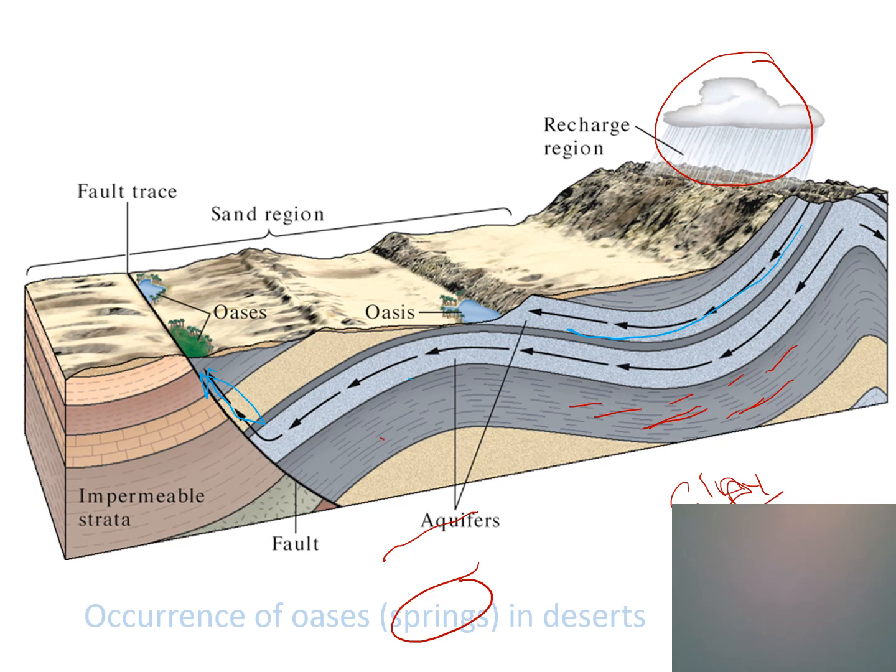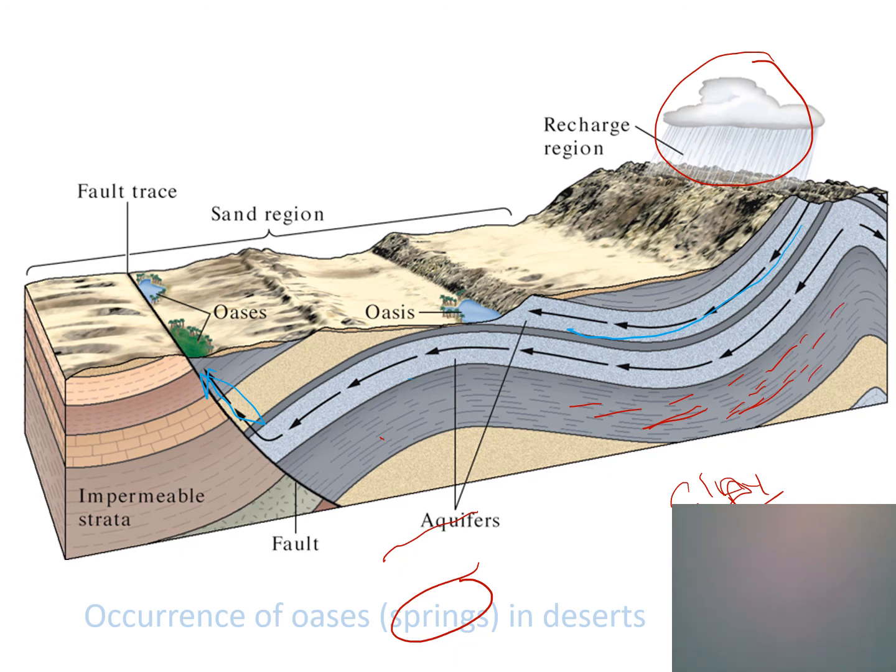Boulders, cobbles, pebbles, sand, silt, clay. So clay is the tiniest. So the pore spaces between these individual particles are going to be teeny tiny also. So that's why it's an aquiclude.